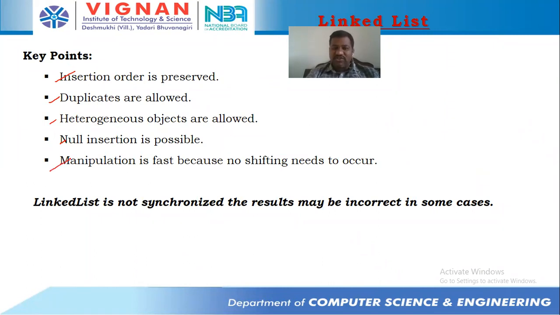Manipulation is fast because no shifting needs to occur. That means in case of array list, they will be doing some shifting operations, but here there is no need to perform any shifting operations. And linked list is not synchronized, so the results may be incorrect in some cases.